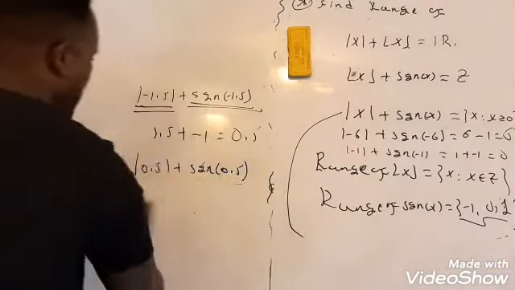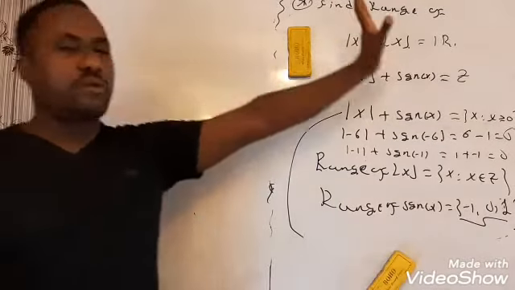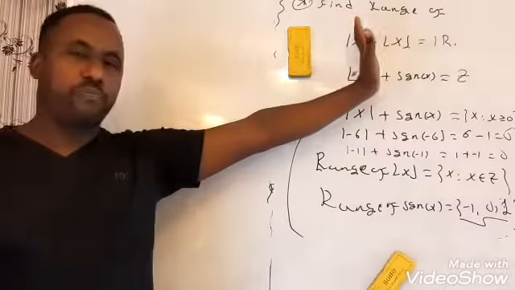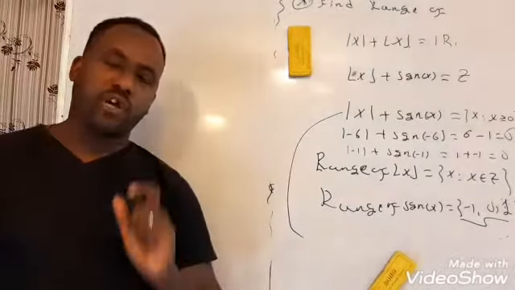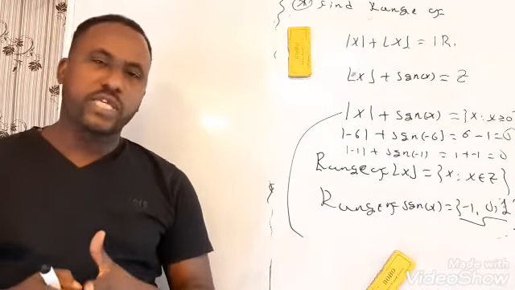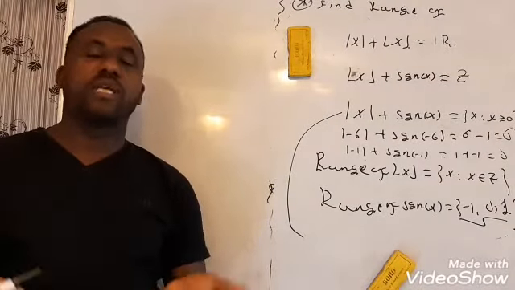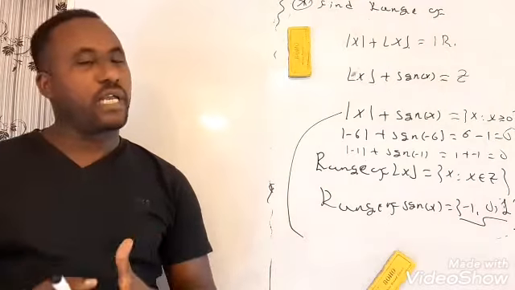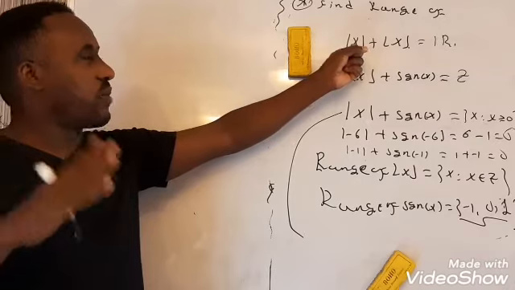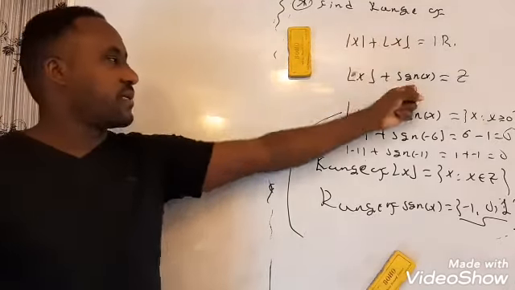So to generalize this problem, whatever the function, if we have the modulus, floor, and signum of any function, you have to be careful to determine what the range and domain of this function are, and what the important relation between them is. Finally, you have to describe the domain and range of this plus this, and this plus this.